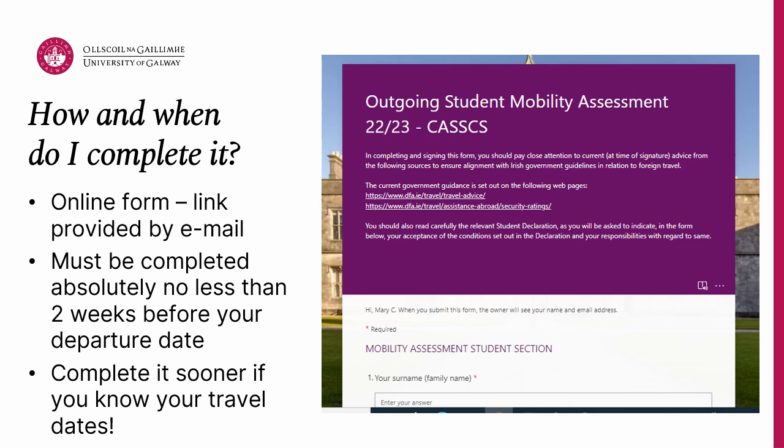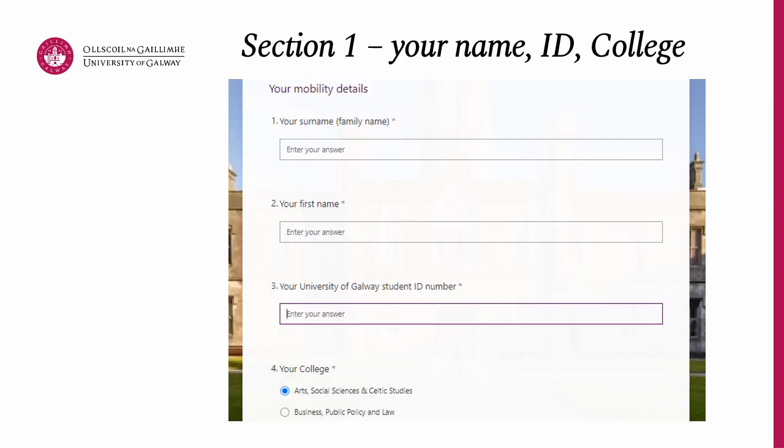The mobility assessment is completed by means of an online form, and a link for this will be sent to you by email. You should complete it as soon as you know your departure date, but certainly no less than 2 weeks before you're due to travel abroad for your mobility period. As you can see, the first few questions are very straightforward.